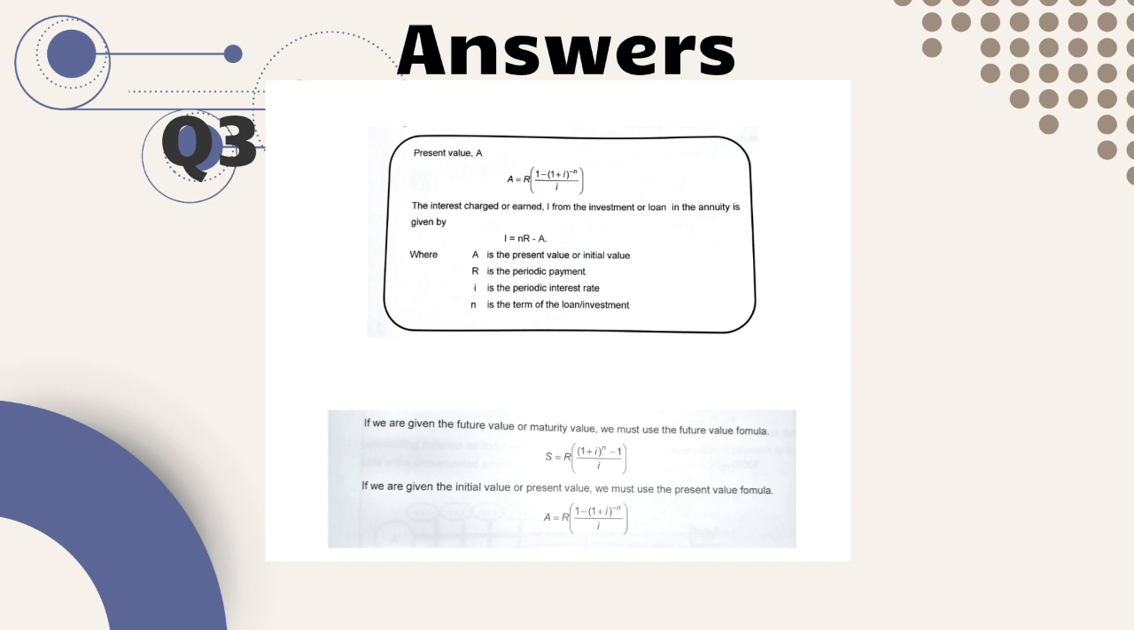Now let's move on to the present value and how to choose the right formula. Present value formula: to find the current worth or value of an annuity, we use the one below. Interest formula for present value: the interest charged or earned is found using the formula below.